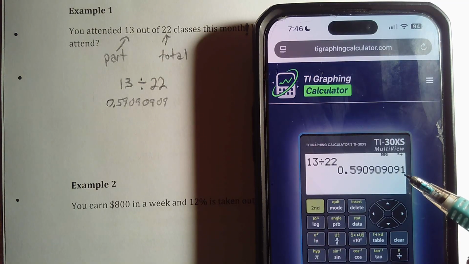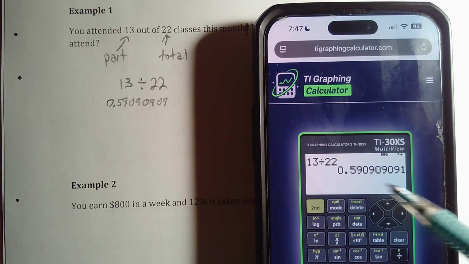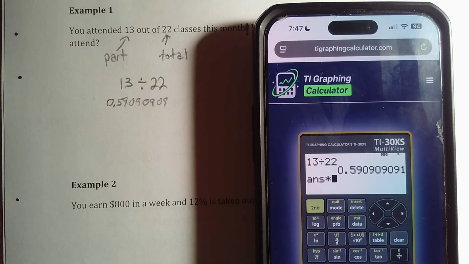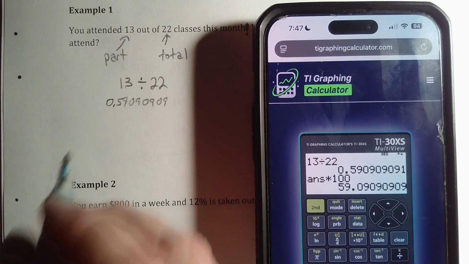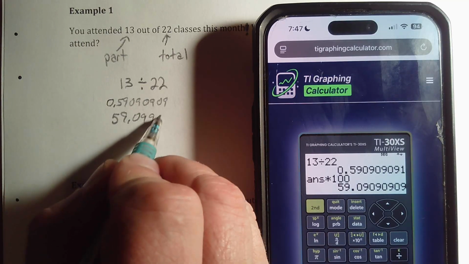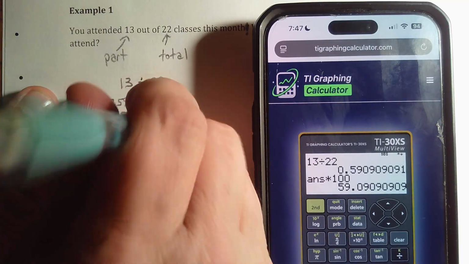This one is a rounded value. This continues this 09 pattern forever, but since the calculator had to stop here, it looked at that 9 and said, was it closer to 0 or was it closer to 1? It was closer to 1, so it rounded that. In this situation, we don't necessarily need all these decimals, but I'm going to keep them right now so we can change this decimal to percent. I'm going to just multiply this by 100, and now we have 59.0909.